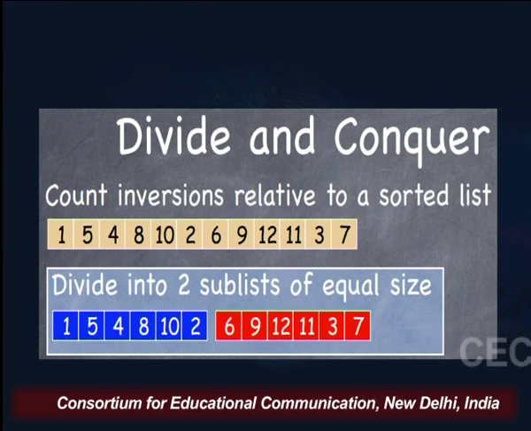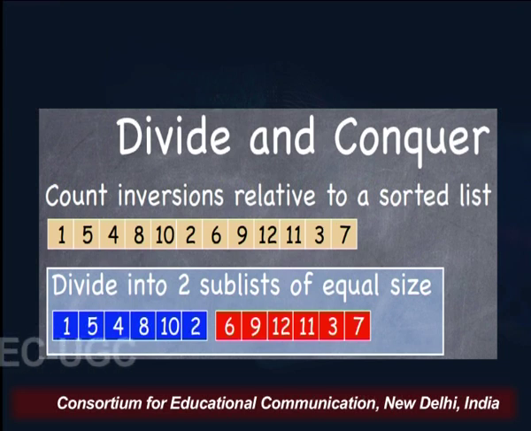Now, if I want to count the number of inversions in the blue list, let us say 1 and 5, no inversion; 1 and 4, no inversion; 1 and 8, no inversion; 1 and 10, no inversion; and then 1 and 2, no inversion. So 1 is at its perfect place. Now let us start from 5 and 4, yes, there is an inversion. 5 and 8, no inversion; 5 and 10, no inversion; 5 and 2, yes, there is an inversion. So 2 inversions as of now.